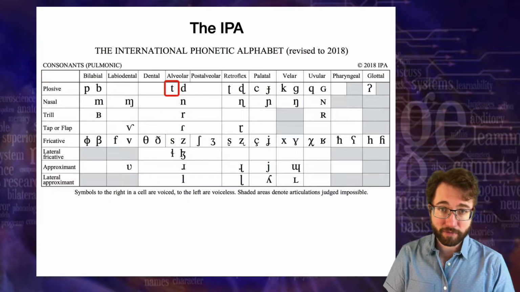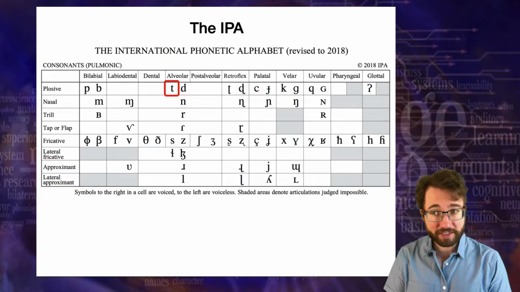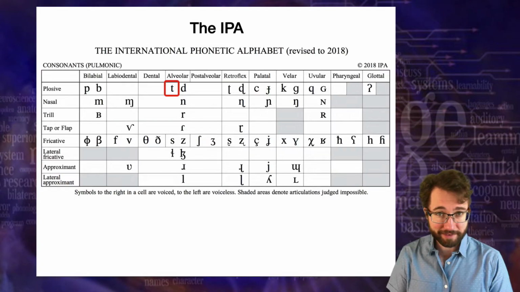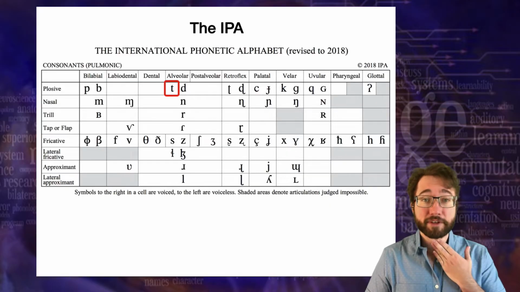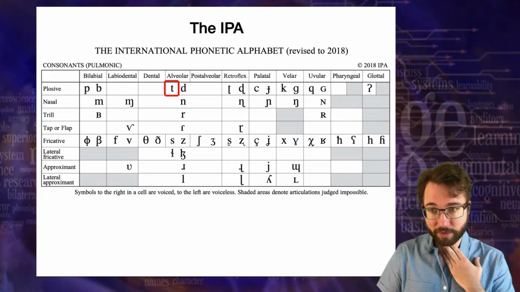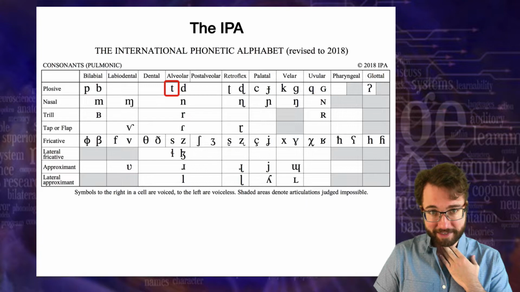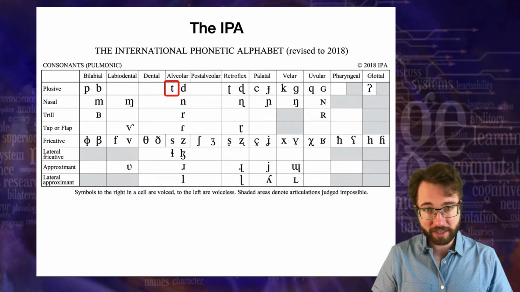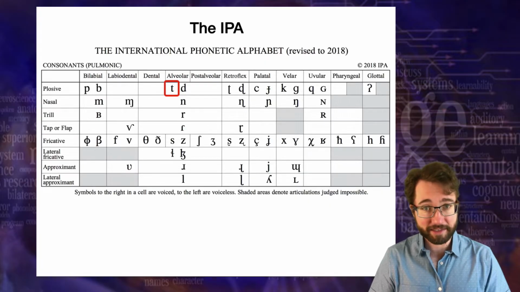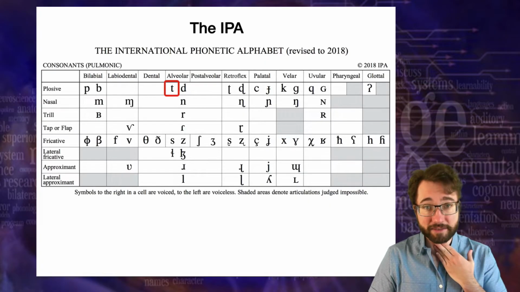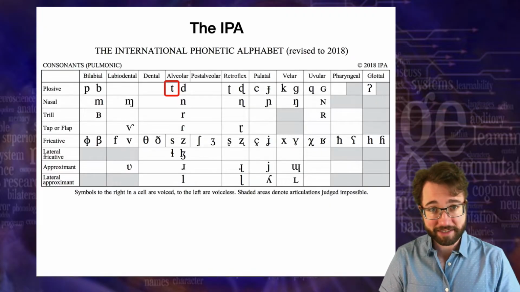All right, so the first thing we ask is, is it voiced or unvoiced? And you could just look at the chart and notice that it's the left one in the pair. That means it's unvoiced. Or you could try to enunciate the sound and check for yourself. Is your larynx vibrating when you say the sound t, t, t? It's not, and that means it's unvoiced. When the larynx is not vibrating, that means it's unvoiced. When the larynx is vibrating, that means it's voiced. So t is unvoiced.